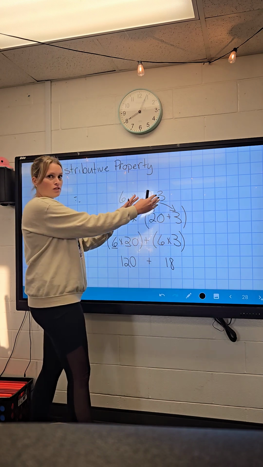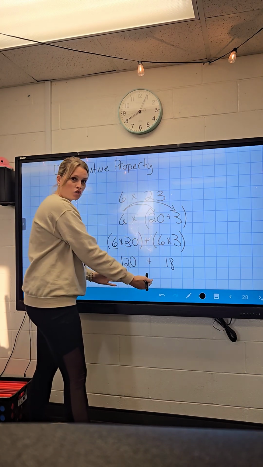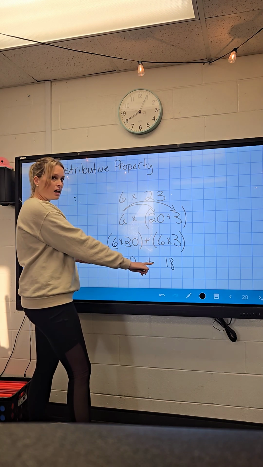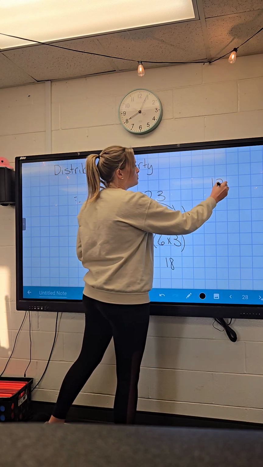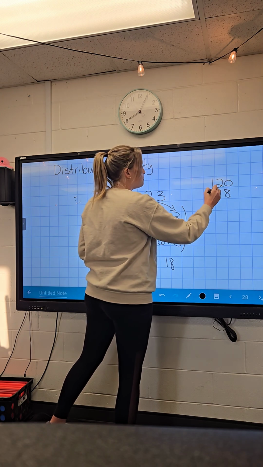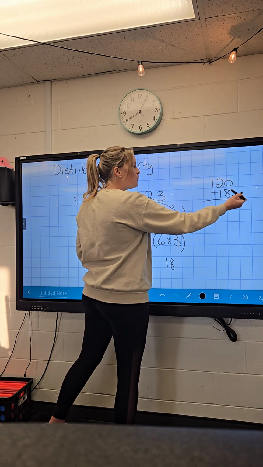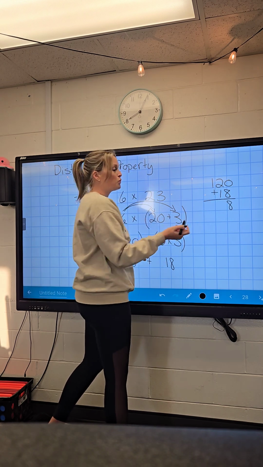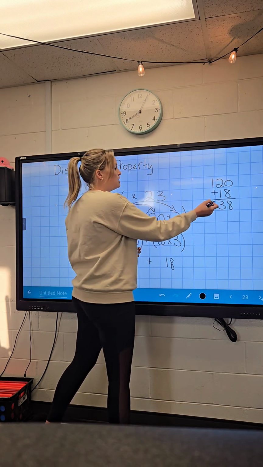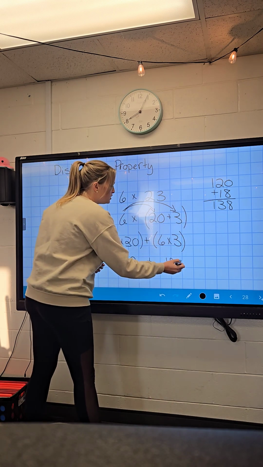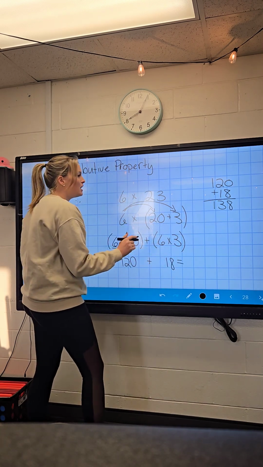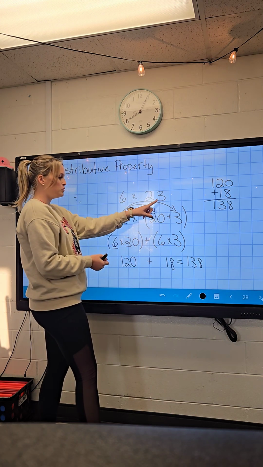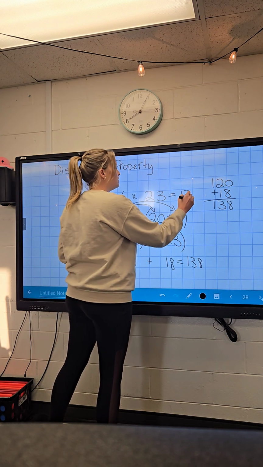And since I broke that 23 apart and I've solved each piece, I need to make sure I put it back together. So I'm going to add 120 plus 18. I'm going to do it over here because sometimes adding is easier when you stack it up. So I start with my ones. 0 plus 8 is 8. 2 plus 1 is 3. And 1 plus nothing is 1. So 120 plus 18 is 138. So I know that 6 times 23 is 138.